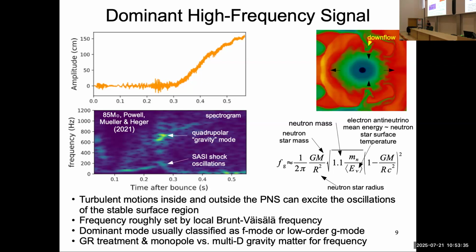That's a non-negligible effect. So despite the fact that the compaction of neutron stars is only of order 0.1, 0.15, for the precise gravitational wave frequency predictions, the GR effects actually do really matter here.